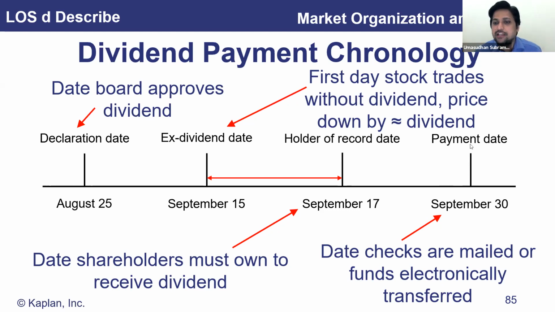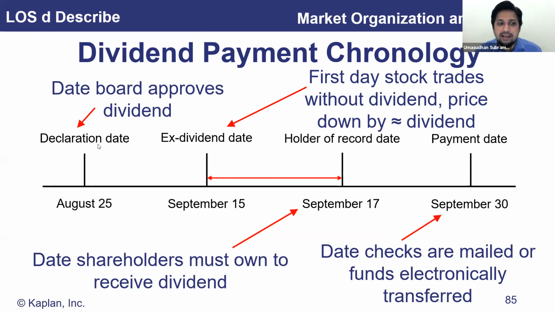What is the final date? The payment date. They are going to pay the dividend on the 30th of September, but based on the list of shareholders of the company as of September 17th, which is the holder of record date. And in most cases, I have seen the ex-dividend date and holder of record date are one and the same, but there are circumstances where they can differ.